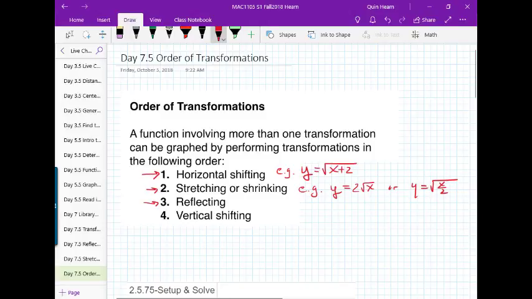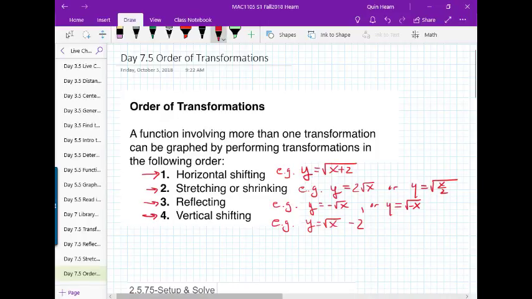And then you're going to do any reflections. Remember, reflections are just where you have a negative on the outside or a negative on the inside of the function. And then we're going to do any vertical shifting last. Vertical shifting happens when you add or subtract outside the function. Okay, so this is an order that you need to memorize. Horizontal shifts, then stretching and shrinking, then reflecting, and then vertical shifting.